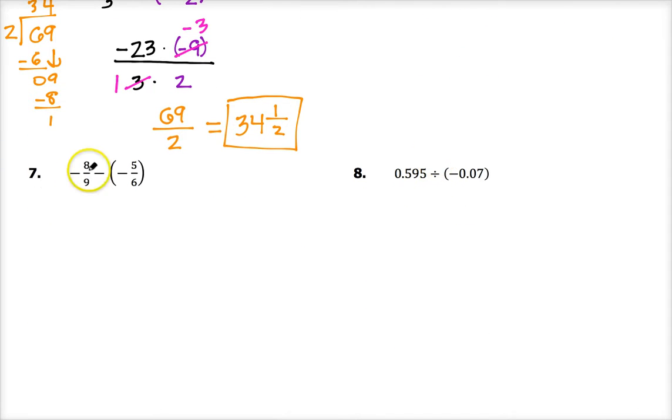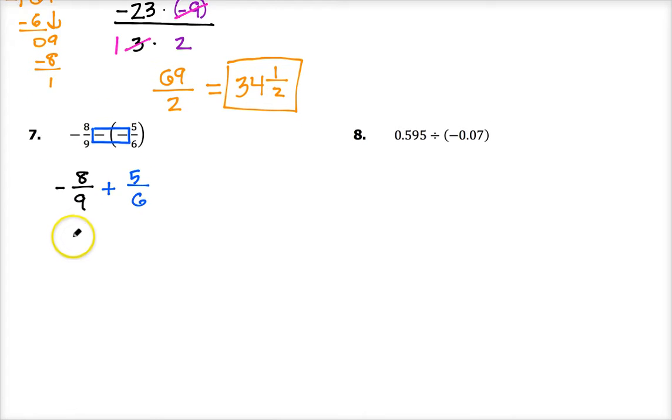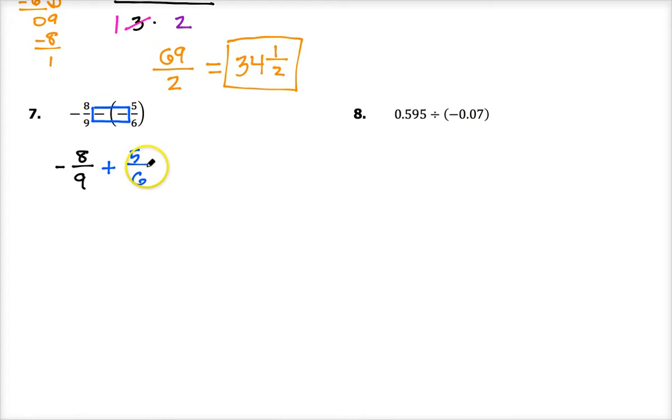Number 7, negative 8/9 minus negative 5/6. So I see a double sign right away. Minus negative means plus. So we're going to add 5/6. So this problem really should be written like this: negative 8/9 plus 5/6. We need common denominators in order to do this. So for 6 and 9, the LCD would be 18. So I can multiply 9 by 2 to get 18, and I can multiply 6 by 3 to get 18.